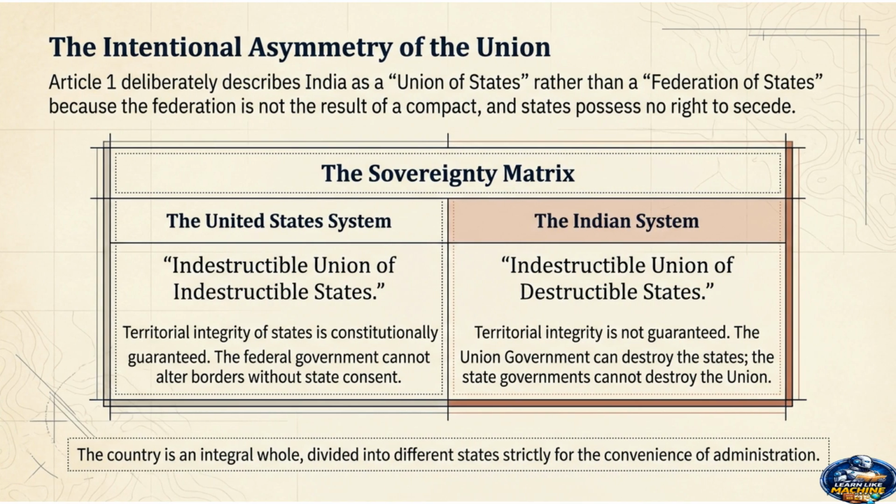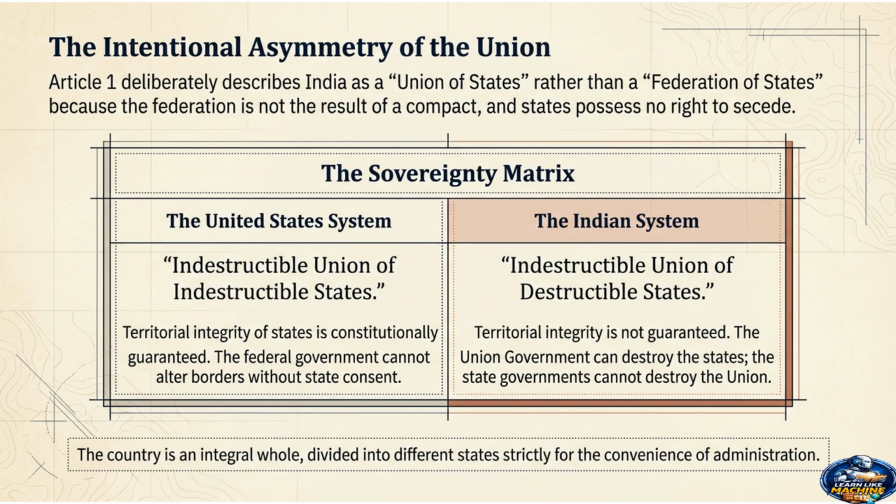Let us start with Article 1. India is described as Union of States, not Federation of States. This wording was chosen carefully by the makers of the Constitution. In countries like the United States, states came together and formed the Federation. But in India, first the nation was formed, then states were arranged inside it. That is why India is called Indestructible Union of Destructible States, meaning India cannot break, but state boundaries can change.